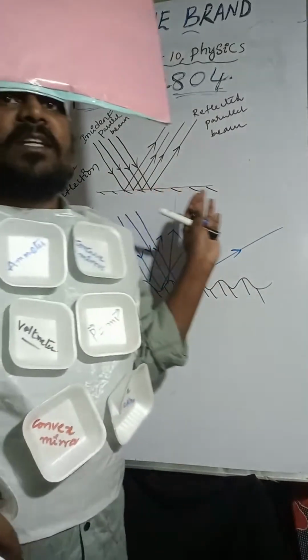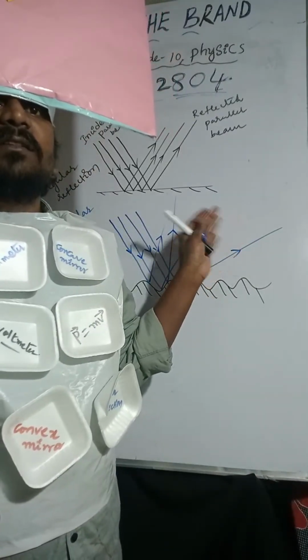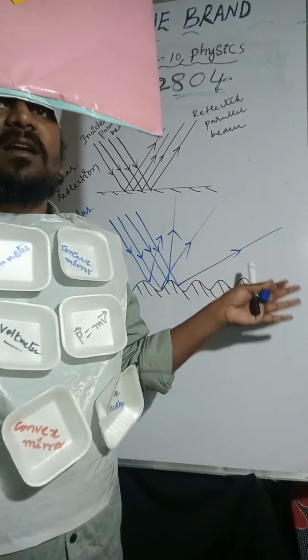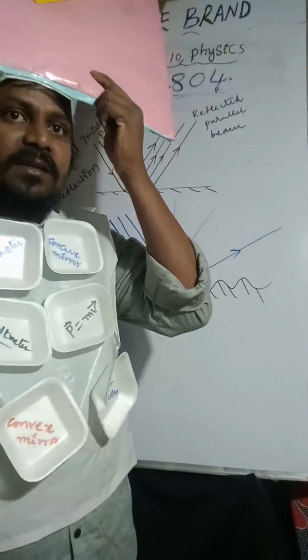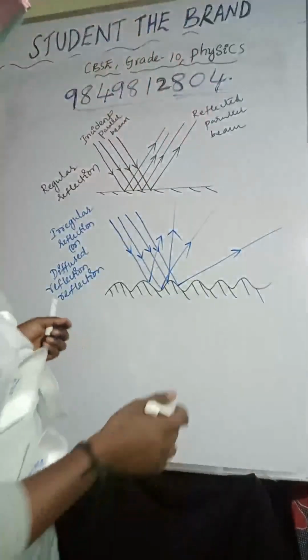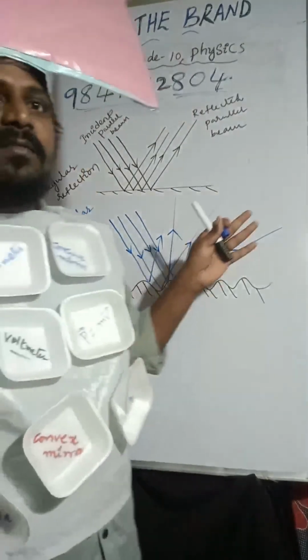So the incident beam is parallel, but the reflected light rays are not parallel to each other. This type of reflection is called irregular reflection, or diffuse reflection. Okay, so this is about regular reflection and irregular reflection.